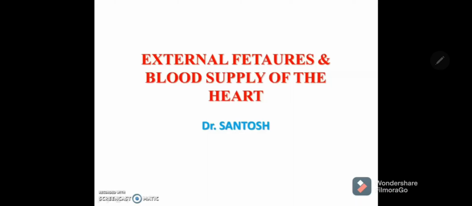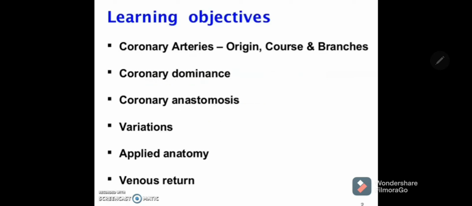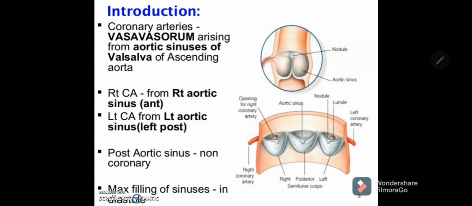Hello friends, welcome to this session of discussion on the external features and blood supply of the heart. And we are going to discuss the external features and blood supply of the heart under the following headings. First we will see the features, then we will see coronary arteries, their origin, course, branches and termination, coronary dominance, what is coronary anastomosis, variations, venous return and applied anatomy.